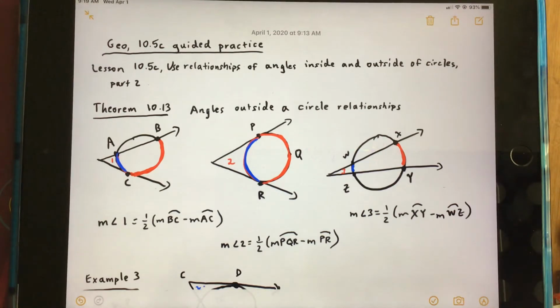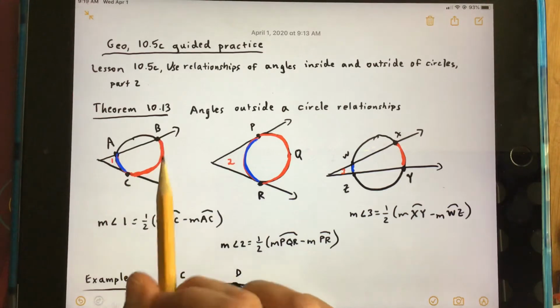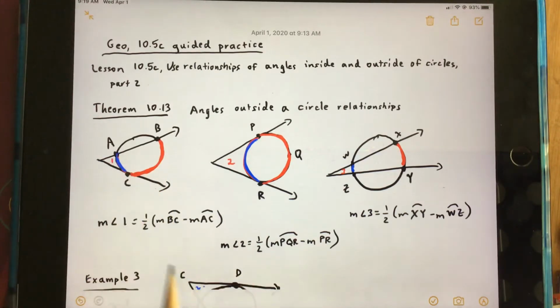intercept. So on that first diagram, you're going to notice that we have a secant and a tangent ray. Here's our secant ray, here's our tangent ray, and it's going to intercept the blue and the red arc. And to figure out the measurement of this angle 1 here, what we're going to need to do is find the difference between the number of degrees for arc BC and arc AC. So here I am subtracting, finding the difference between arc BC and arc AC, and then I'm going to take half that quantity, and that will give me the measurement of angle 1.